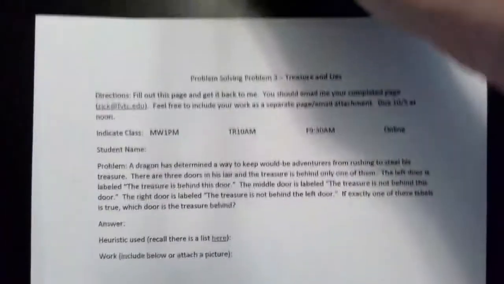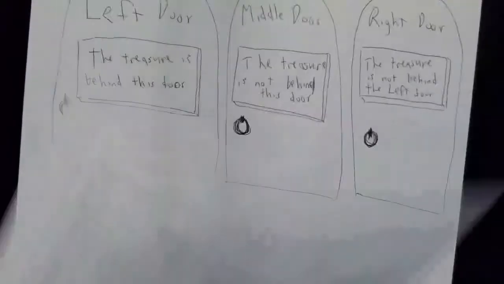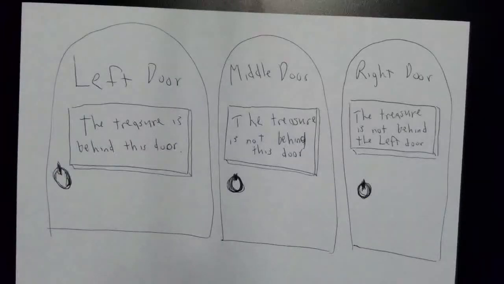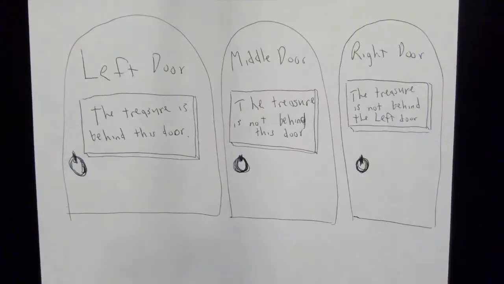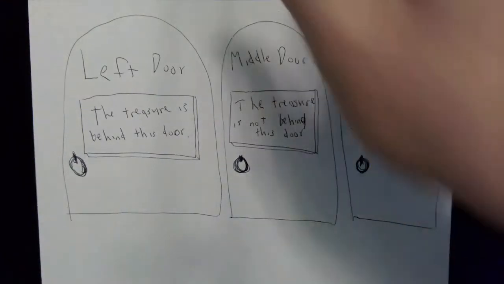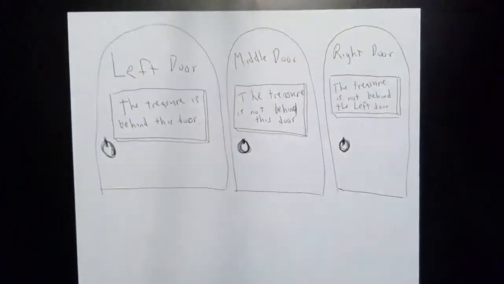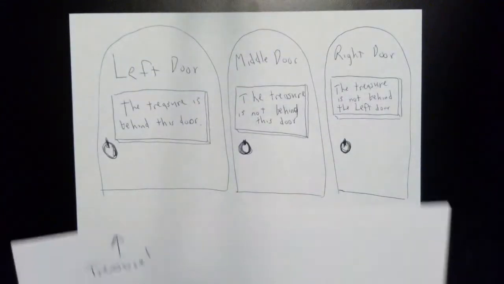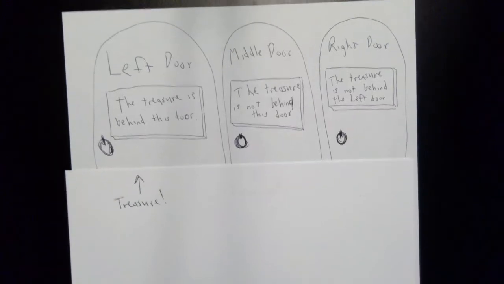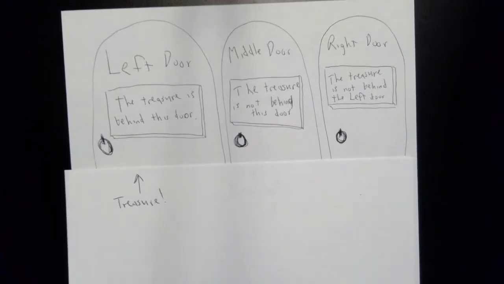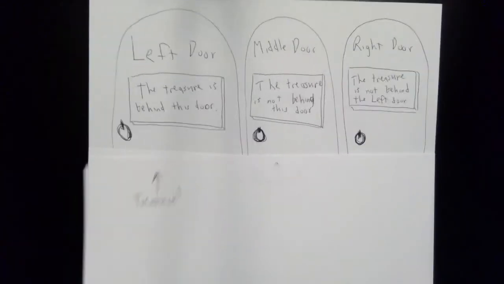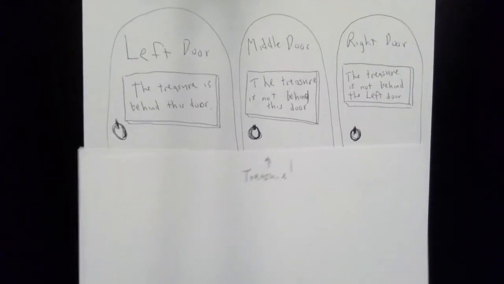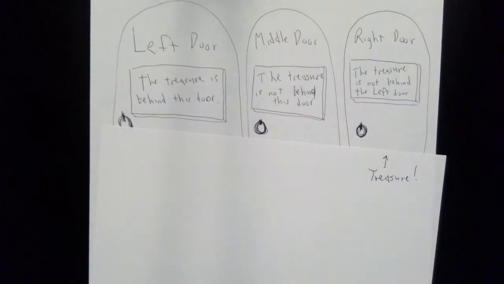Alright, so we've got our doors. Here are the doors with their labels. Now, what I'm going to do is use a heuristic called exhaustion. Basically, if I look at these 3 doors, then either the treasure is behind this left one, or behind the middle one, or the treasure is behind the right one.